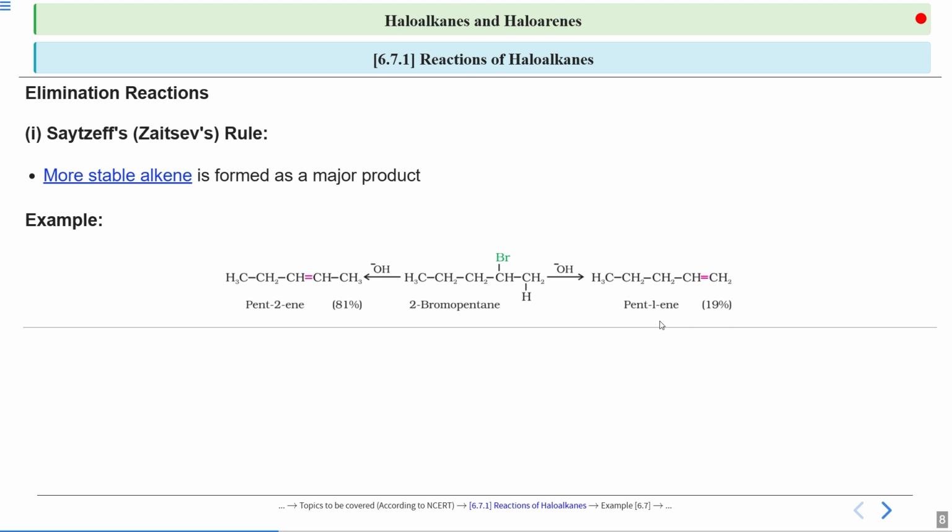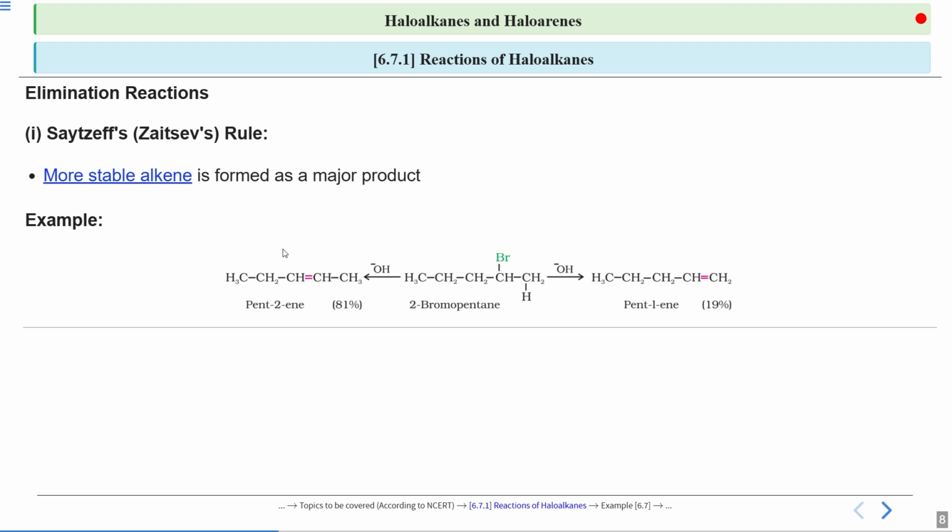So if you compare pent-1-ene and pent-2-ene, in pent-1-ene we have a double bond between two carbons, and only one carbon has the propyl chain, and the other carbon has only two hydrogens, with the other two valencies satisfied by the double bond. But in pent-2-ene, one carbon has an ethyl group and the other carbon is attached to a methyl group. So in pent-2-ene, the double bonded carbons are more alkyl substituted. That means this pent-2-ene is going to be the major product.